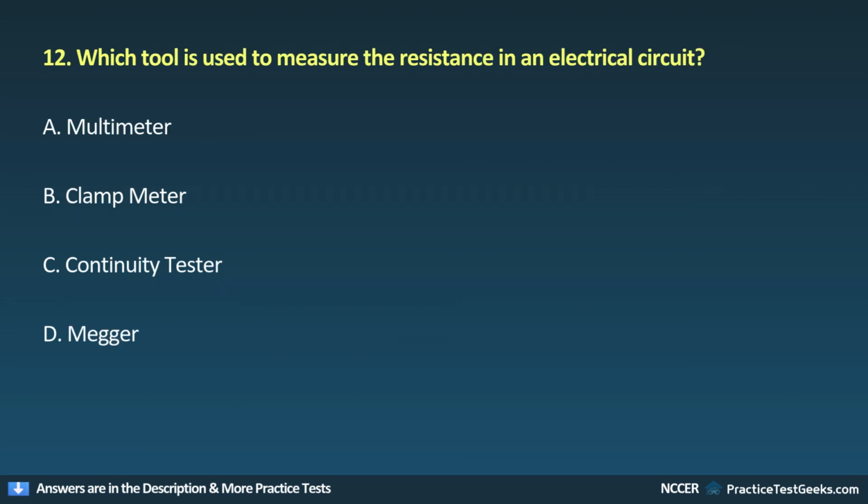12. Which tool is used to measure the resistance in an electrical circuit? A. Multimeter. B. Clamp meter. C. Continuity tester. D. Megger.